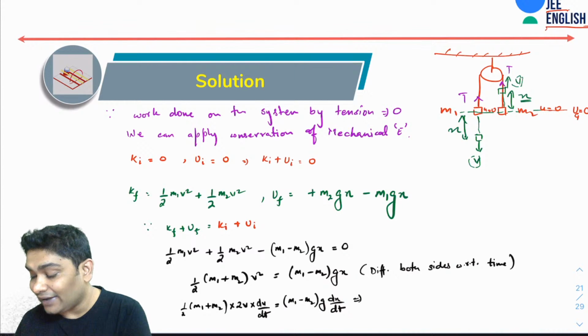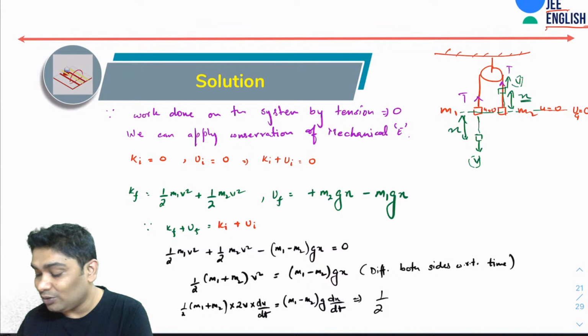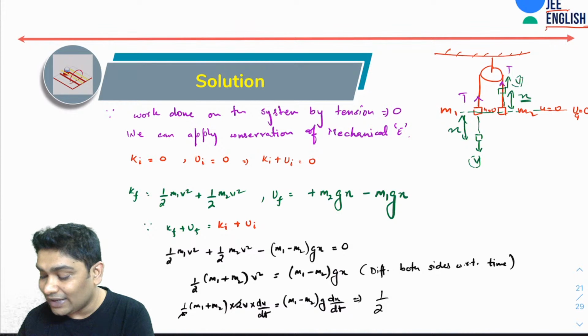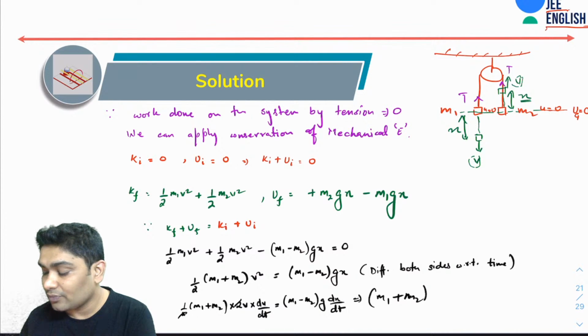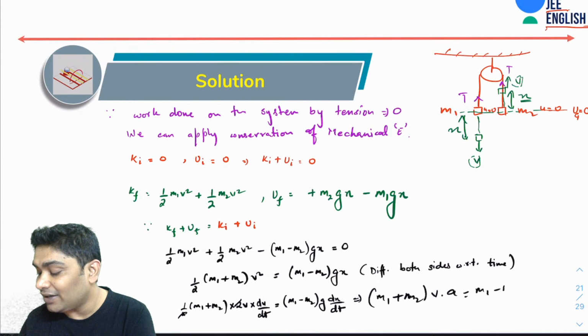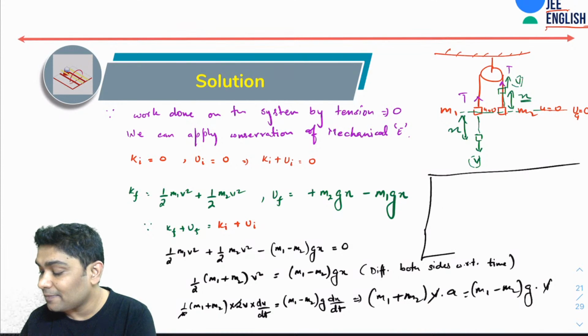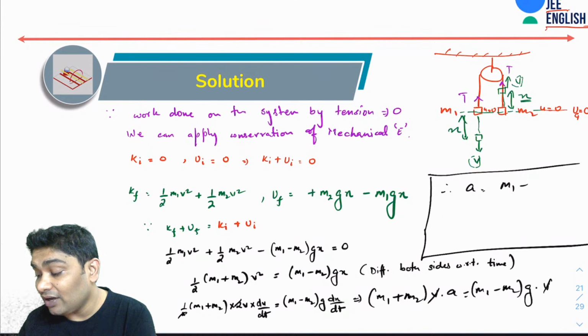So from here I can write that this is 1 by 2. Okay, so this 2 and 2 will get cancelled. So I can simply write that this is (m1 + m2) into v into a being equal to (m1 - m2)g into v. V will also get cancelled and you are getting your final answer as a equals (m1 - m2) over (m1 + m2) times g.